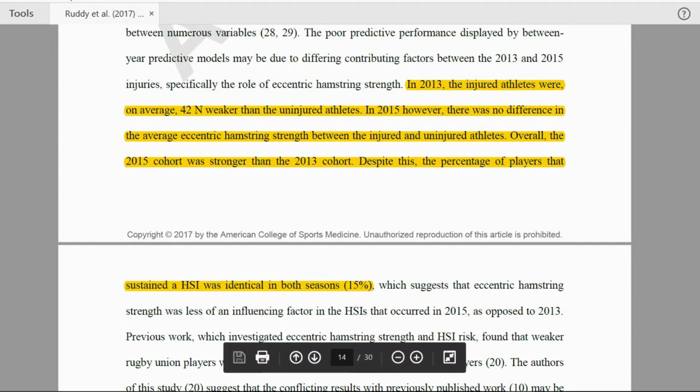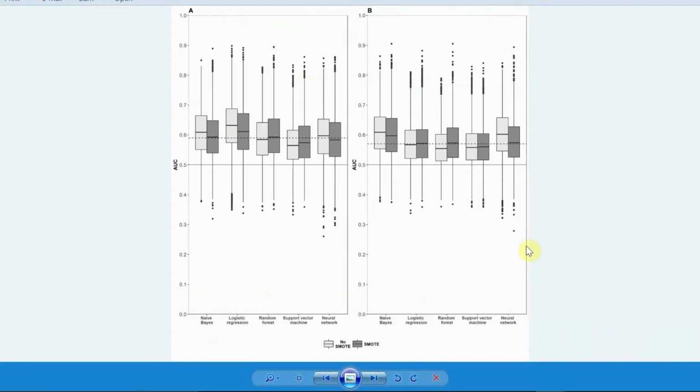If we take a look at Figure 2, Figure 2 illustrates the predicted performance of our within-year models. So on the y-axis, we have area under the curve, which was our performance metric. Think of 1 as getting it right every single time, and think of 0.5 as flipping a coin.